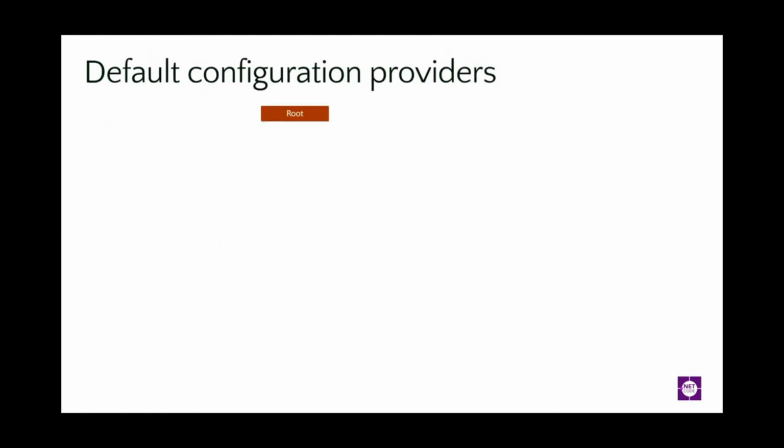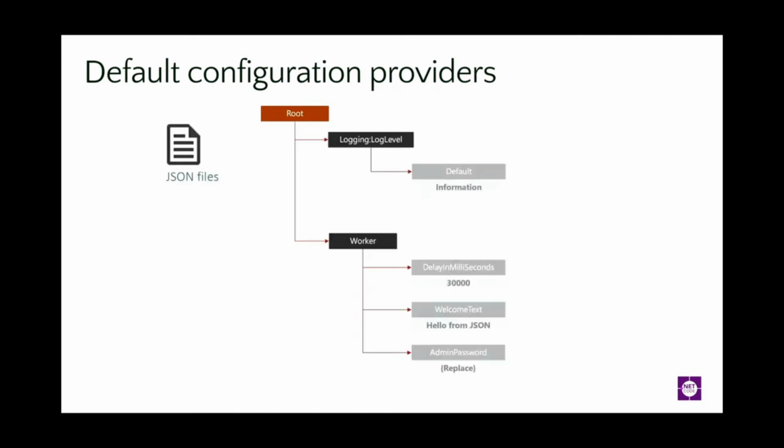We need to get the values from somewhere. And we start with our root, and in your JSON file, you would define, in a JSON format, the hierarchy of your configuration. So it mimics this structure.